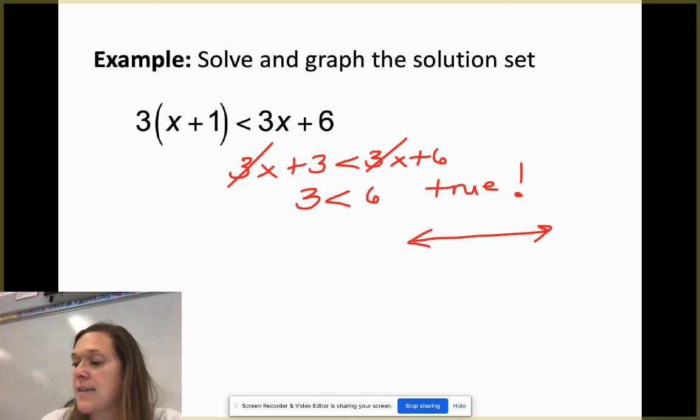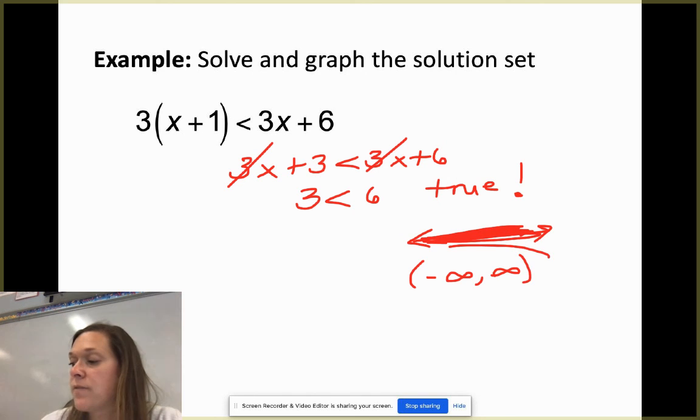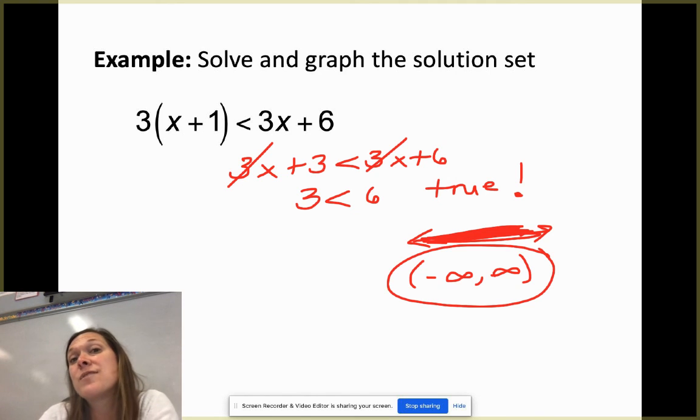So for that, we shade the whole entire number line. And remember, we're in interval notation for our inequality. So it's negative infinity to infinity for your answer for all real numbers. Please don't write the set of all real numbers because we use set notation for equations. This is an inequality, so your answer should be written in interval notation. Okay, so the math should not be much trickier. It's the notation that's going to be new to you guys as opposed to the actual algebra.